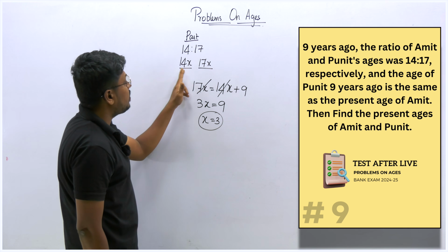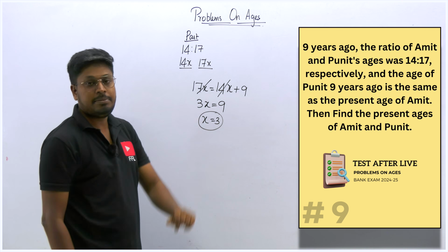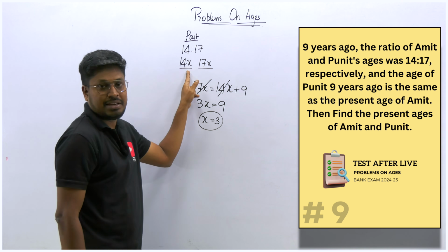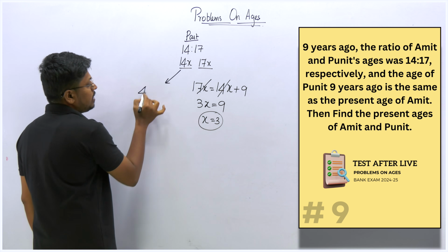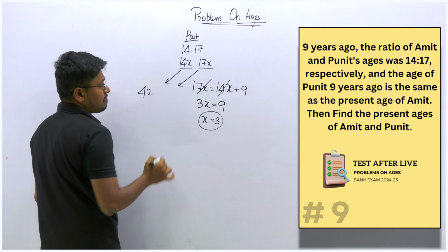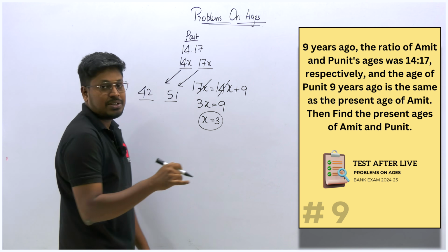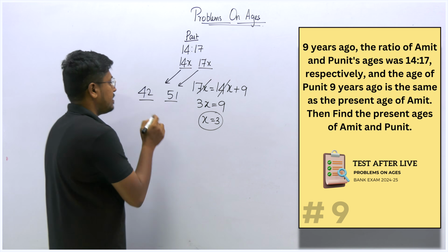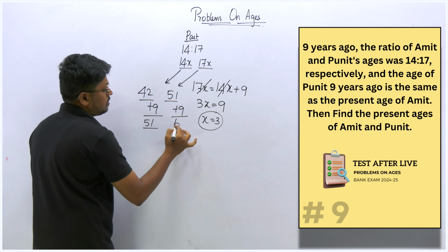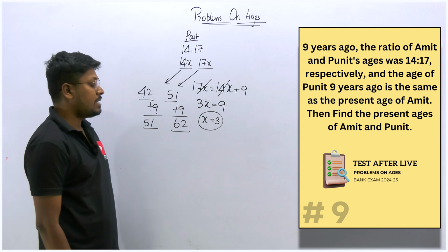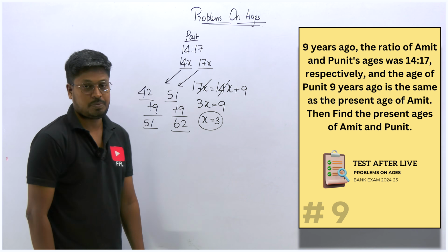So x is equal to 3, 14 into 3, 17 into 3. What is our target? The target is to find the present age of Amit and Punit. Here the ages 9 years ago have been given. So first let me find their ages 9 years ago. 14 into 3 is 42. 17 into 3 is 51. These are the ages of both persons 9 years ago. But our target is the present age, so plus 9, plus 9. This will be 51 and this will be 60. So the present ages of Amit and Punit will be 51 and 60.